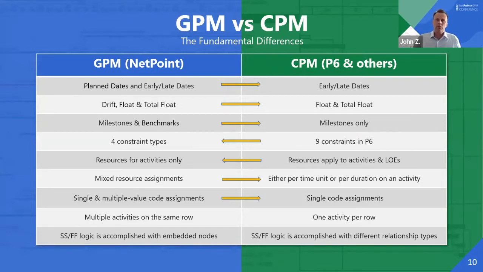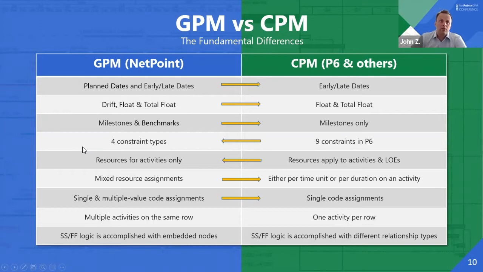So clearly, if you're going to go between the two, you need to understand what we're calling here the fundamental differences. None of them are deal breakers, but they're important to understand, because if you get differences in your data, you might ask the question like, what's going on here? And if you understand these fundamental differences, you can either minimize them when you do this, or at least understand them. So obviously on the left here, we have GPM NetPoint, and on the right, CPM P6. The arrows are meant to indicate when you're going this direction, they're yellow, so you need to exercise some caution.